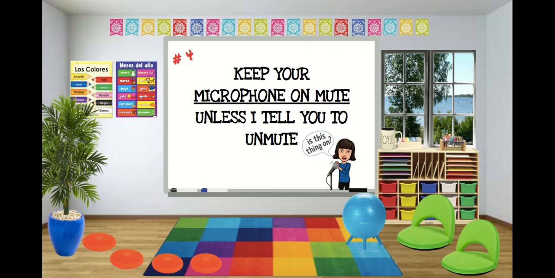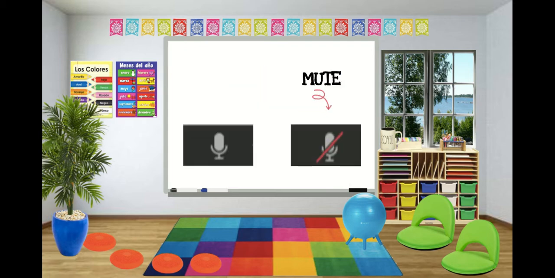Rule number 4 is to keep your microphone on mute unless I tell you to unmute. So there will also be a picture on your screen of a microphone. If you want to be on mute, there's a red line through it. If there is no red line through it, you need to click on it to mute yourself. If you need to unmute, you would click on it again. You can unmute when I call on you or let you know that the whole class can unmute.